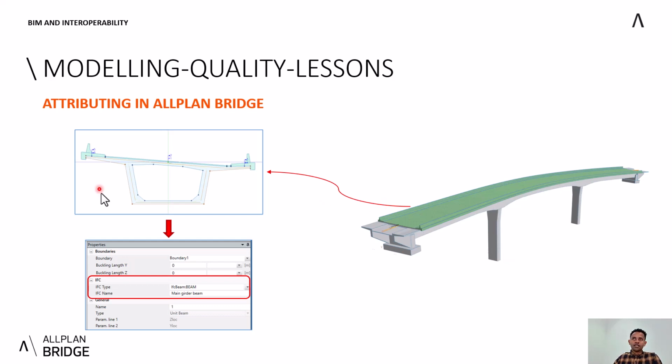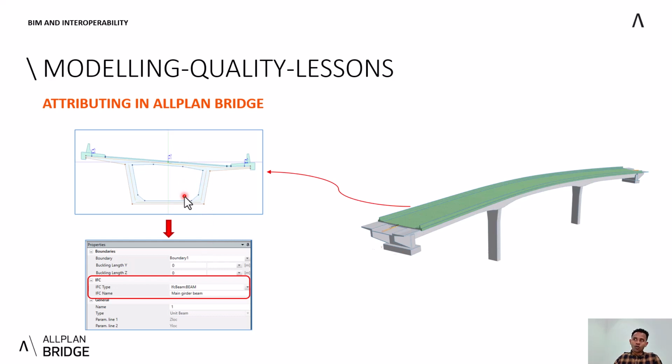Here we have a hollow box girder, and this girder box is going to be used to create this extruded shape. In the cross section we have the possibility to add the IFC type and the IFC object subtype. So basically we say the IFC type is IfcBeam, and the IFC object subtype is main girder beam. So we define that and we say this is the IFC object definition.